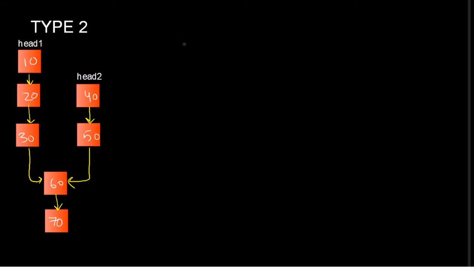Okay, so let me tell you that the procedure is almost the same, but we have to take care of one thing. We can count the number of nodes in both linked lists. This is count 1 and this is count 2. The number of nodes in linked list 1 is 1, 2, 3, 4, 5. It is 5. And the number of nodes in linked list 2 is 4.